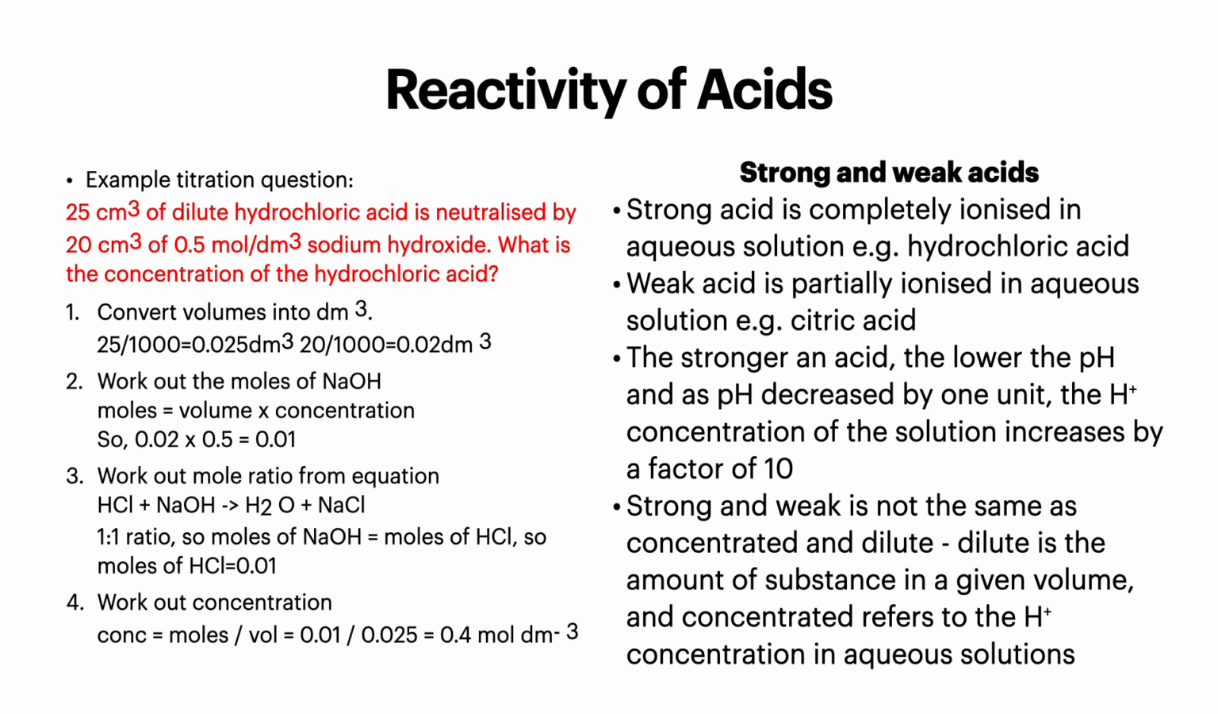Then work out the mole ratio from the equation. As you can see here, it's a 1-to-1 ratio, so the moles of NaOH equals the moles of HCl, so the HCl moles is 0.01. And then you can work out the concentration from there. Concentration is moles divided by volume. So the concentration of HCl is 0.4 moles per decimetre cubed.